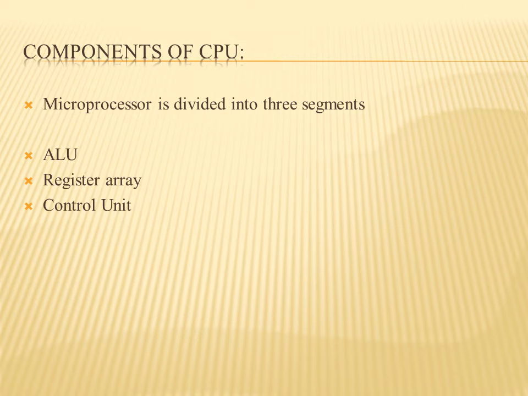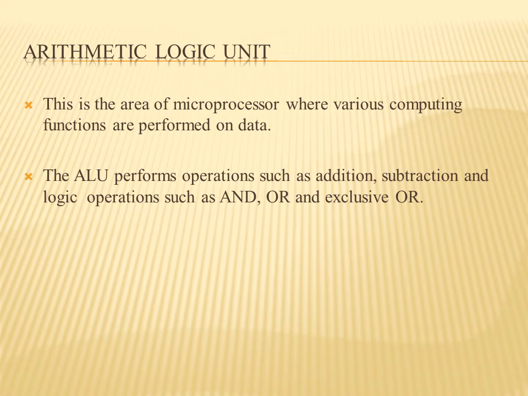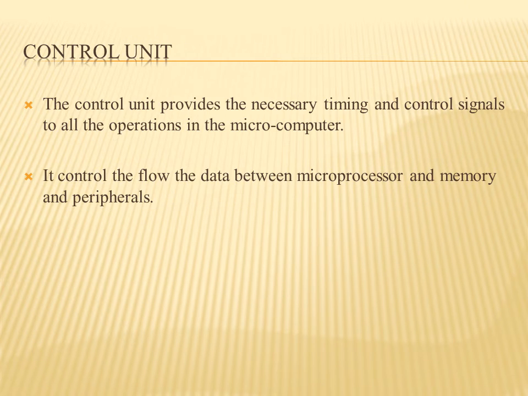Components of CPU. The microprocessor is divided into three segments: ALU, register array, and control unit. Arithmetic logic unit: this is the area of the microprocessor where various computing functions are performed on data. The ALU performs operations such as addition, subtraction, and logic operations such as AND, OR, and exclusive OR.